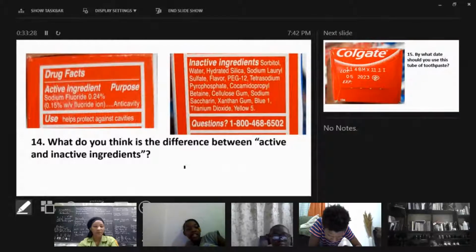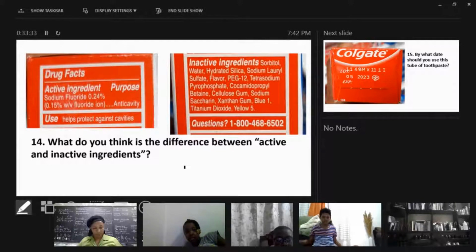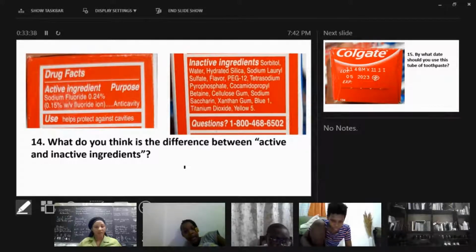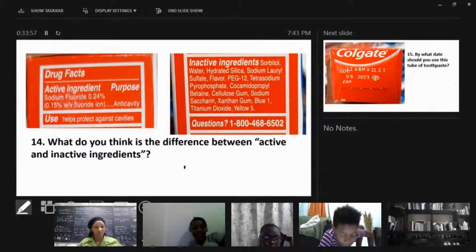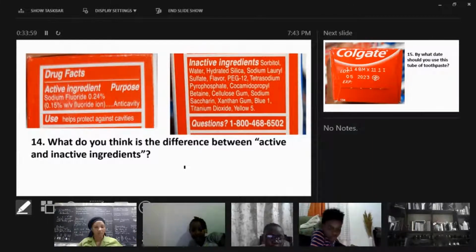Antoine, are you able to read the two sections of the label? Yes. All right, go ahead. Drug facts. Active ingredients: sodium fluoride 0.24%, 0.15% w/v fluoride ion. Purpose: anti-cavity. Use: helps protect against cavities.